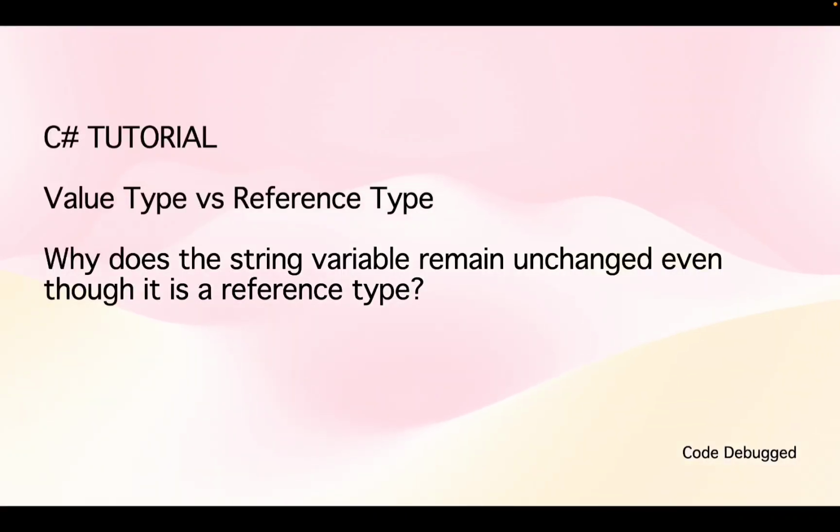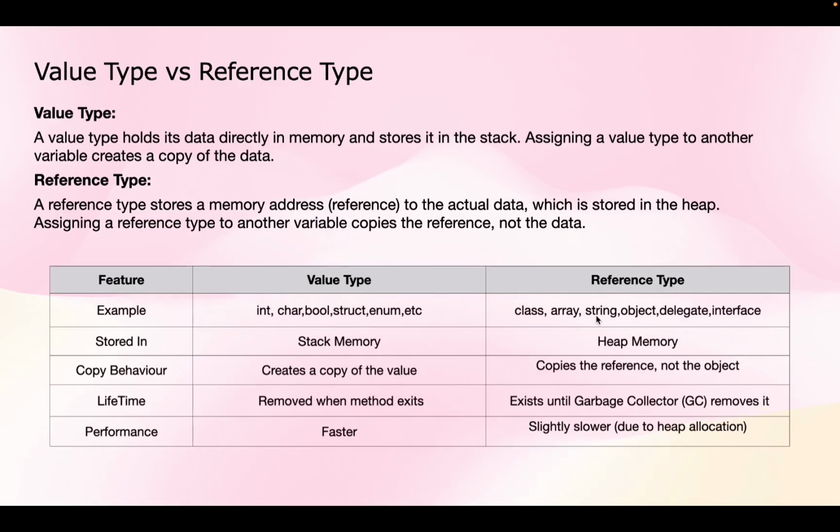Hi all, let's see the reason why the string variable remains unchanged even though it's a reference type. String is a reference type, but we cannot change the value of a string once we assigned a value. Let's see the reason with an example.